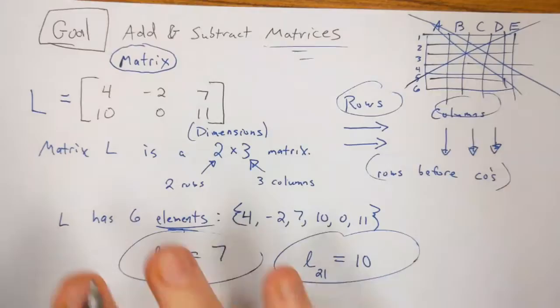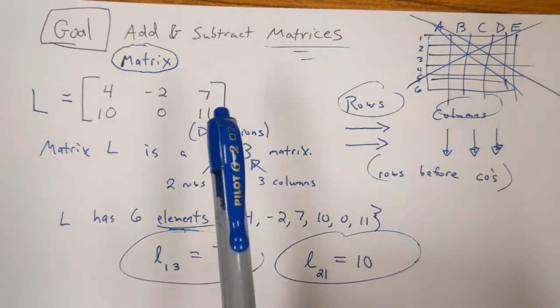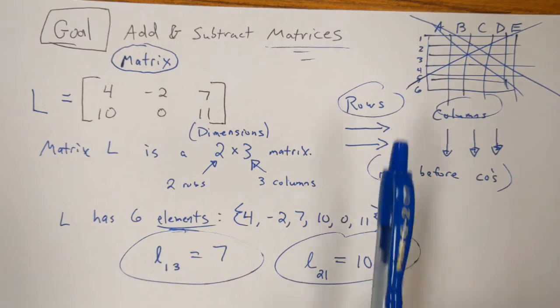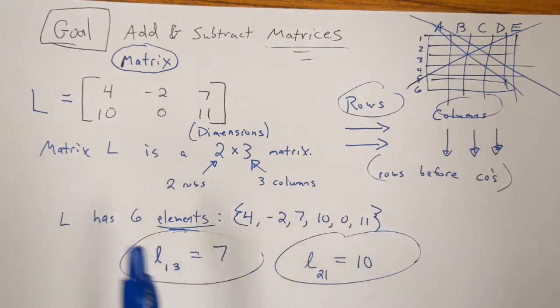So all this vocabulary: what is a row, what is a column, what is dimensions, how do you list the elements. This is all the vocabulary associated with a matrix.